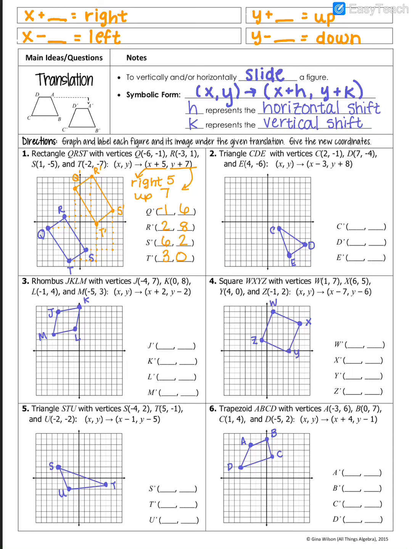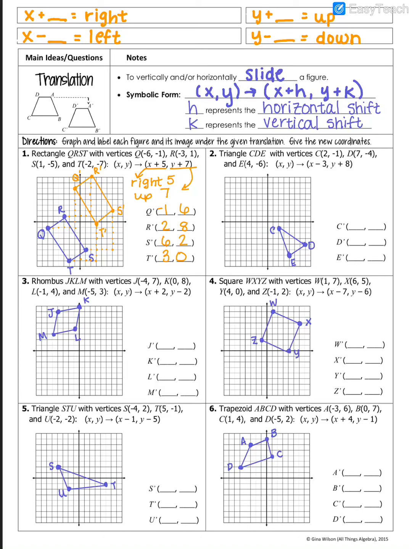Okay, so there's a couple things I want to look at with you guys, because some of you guys struggled with the reflections with the points, and so there are easier ways to do this, especially if you are going to just be looking for the points. So you don't necessarily have to graph it first if you're just trying to find the new coordinates. So here's what you can do.